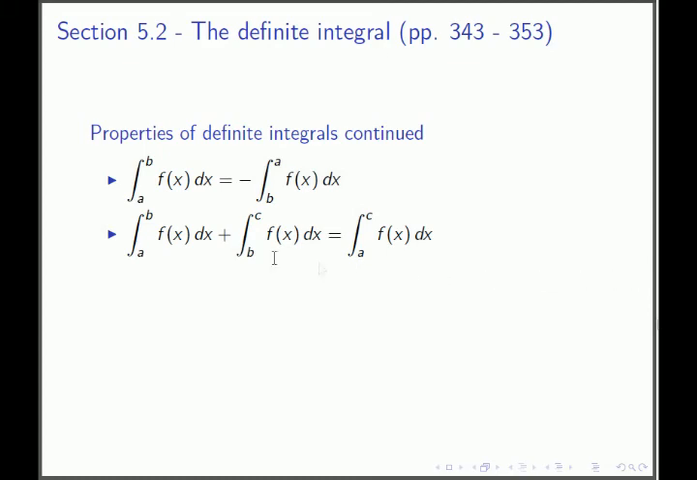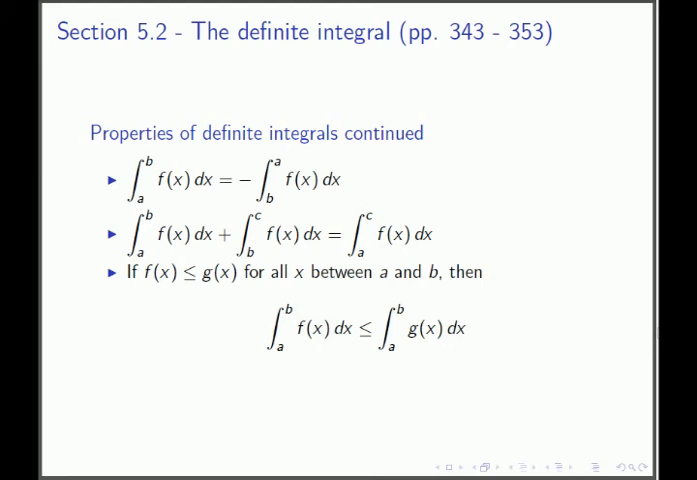We also have this property, which is rather obvious once we interpret this as area. The area under the curve from A to B plus the area under the curve from B to C is equal to the area under the curve from A to C, which is rather obvious. Also, if the graph of f of x lies below the graph of g of x, then the area under the curve of f is less than or equal to the area under the curve of g. This is, again, totally obvious once we've interpreted this as area.